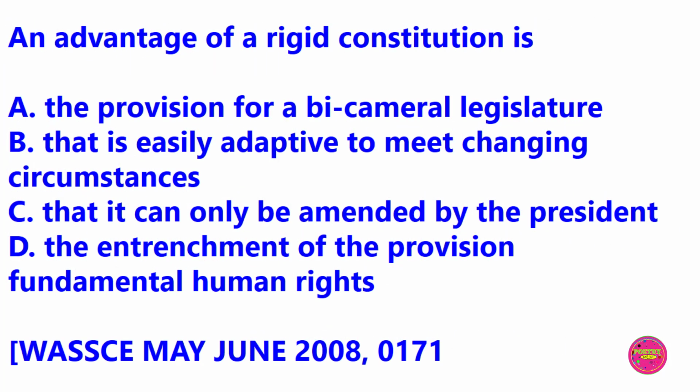An advantage of a rigid constitution is A. The provision of a bicameral legislature. B. That is easily adaptive to meet changing circumstances. C. That it can only be amended by the President. D. The entrenchment of the provision of fundamental human rights. The correct answer to this question is D. The entrenchment of the provision of fundamental human rights.